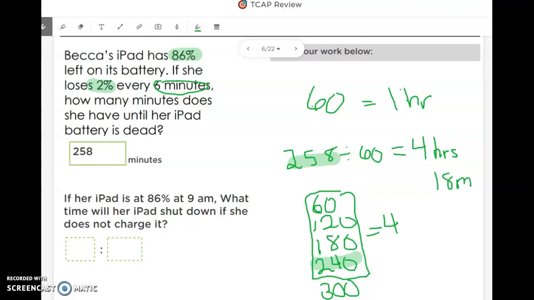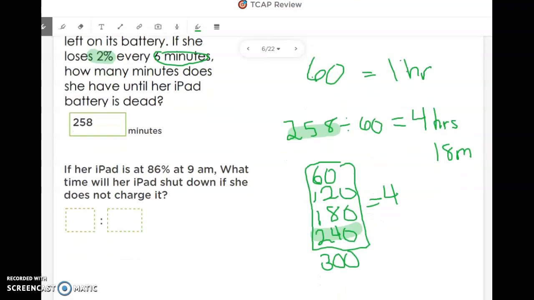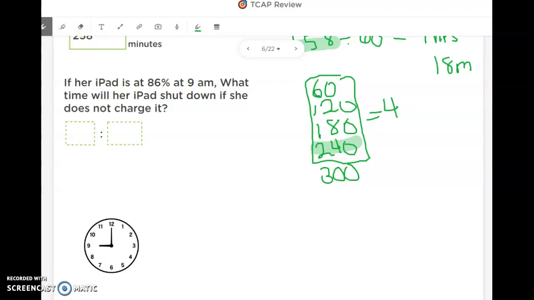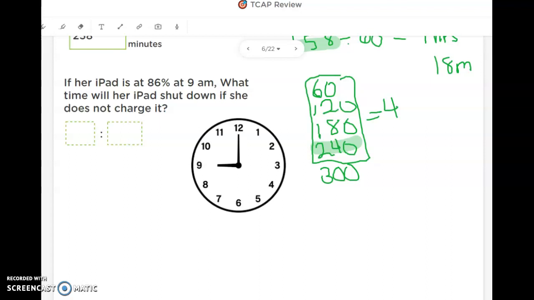Our second part of the question was a challenge question. If her iPad is at 86% at 9 a.m., what time will her iPad shut down if she does not charge it? Well, after we've done our math for the first part, we know that she has 258 minutes or 4 hours, 18 minutes before her battery stops charging or dies. So I'm going to take a look at this clock here. And if you have a clock on your wall, you can also look at that and see if that helps you.